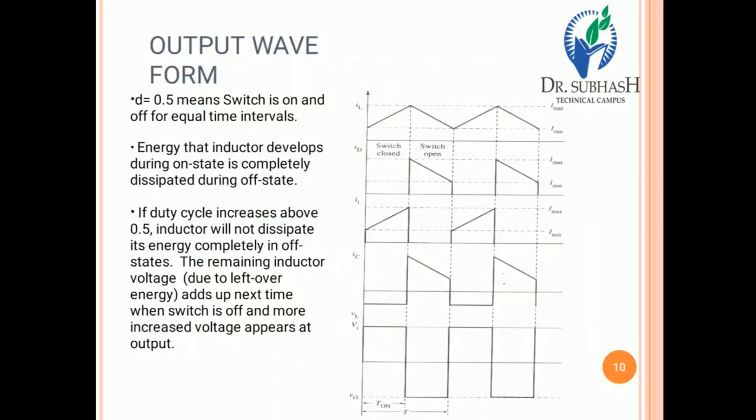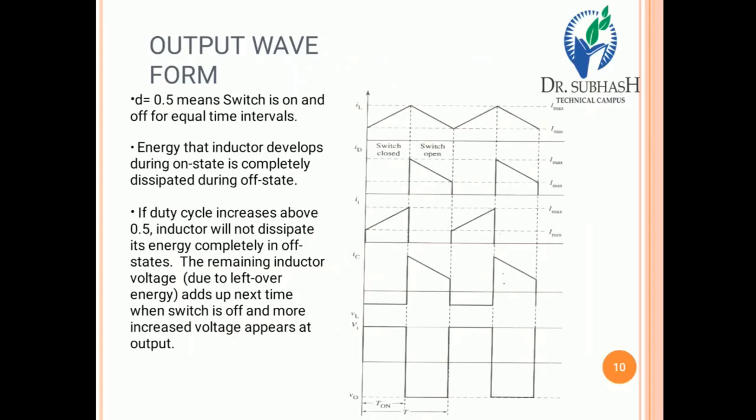So that is the output waveform of a combination of buck and boost waveform. Here we can also design this waveform using a duty cycle of 0.5. That means the on period as well as the off period are both the same. So the switch is closed and the switch is open for equal intervals of time. So the energy that the inductor developed during the on state is completely dissipated during the off state, right?